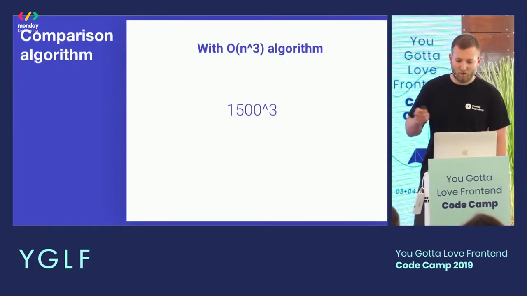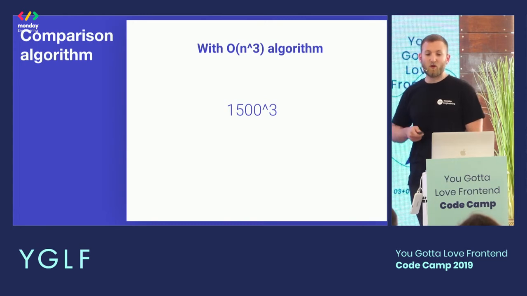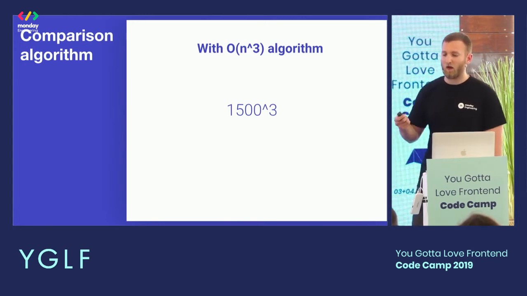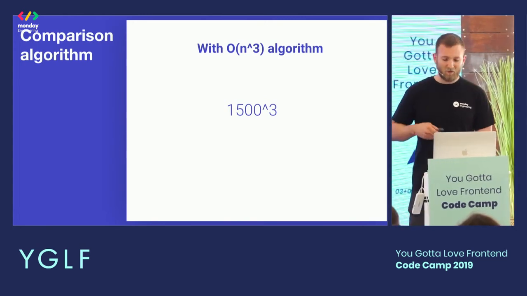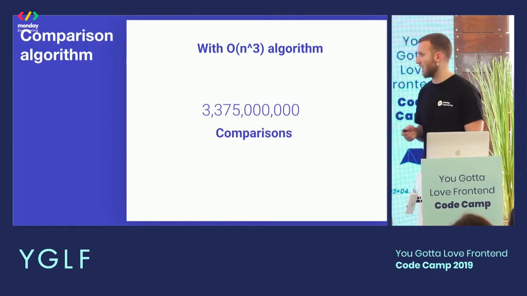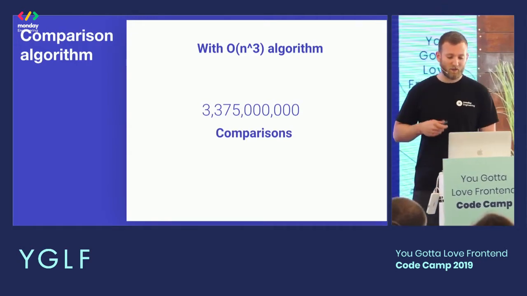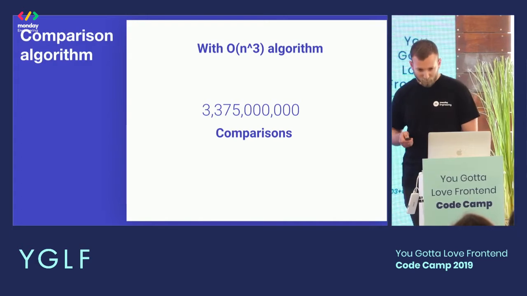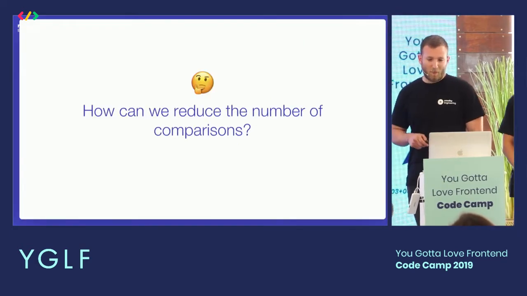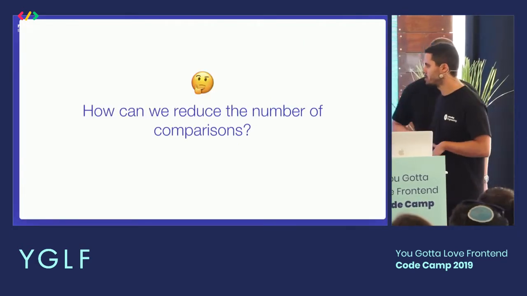So if we calculate all together, we saw that if we are using the naive algorithm, we will find that we have around 3 billion comparisons. It's a lot, and we need to find a way to reduce it. Okay, so how can we reduce this number of comparisons?